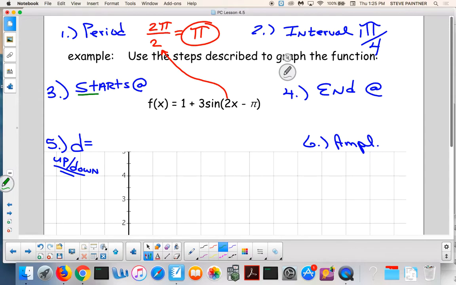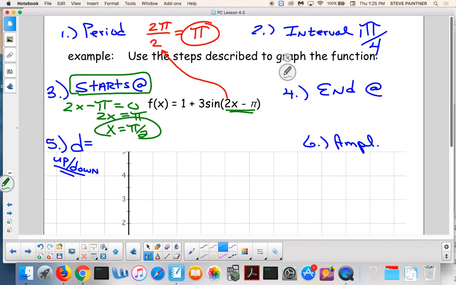We're going to start at what? Take 2x minus pi, set it equal to 0. So you're going to get 2x equals pi, or x equals pi over 2. The sine wave starts at pi over 2, so you don't start at 0, 0. You start at pi over 2. There's been a shift, guys. We shifted it 90 degrees to the right.